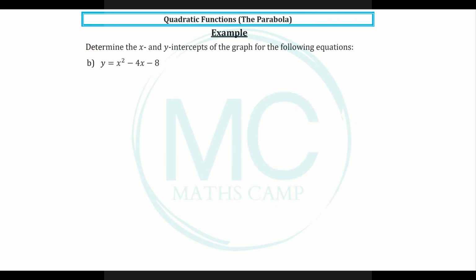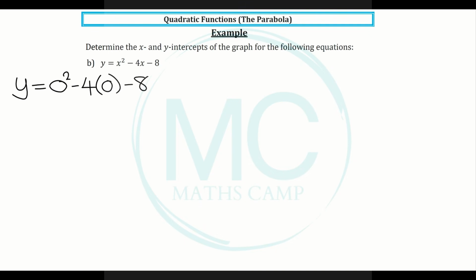Let's do another one. Here we have y is equal to x squared minus 4x minus 8. Let's find the y-intercept. Let's make x 0. We have 0 squared minus 4 multiplied by 0 minus 8.